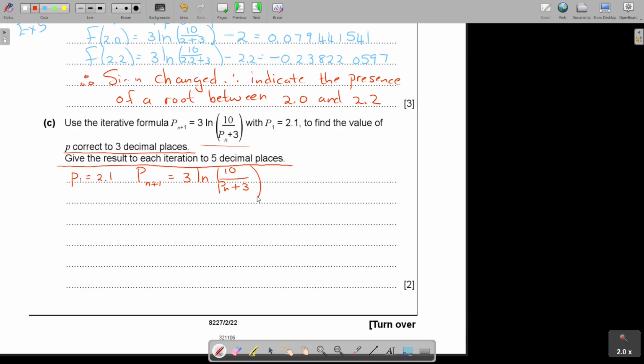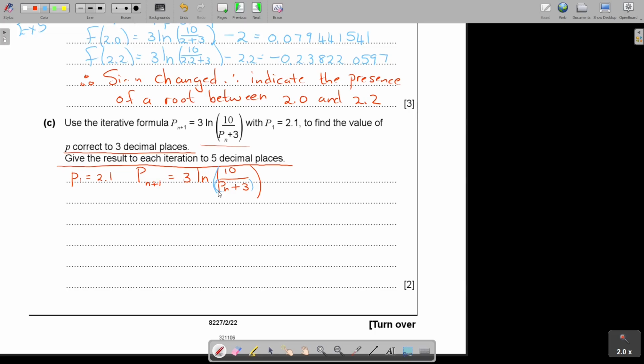So let me just start by doing the first one, and just remember this is all p's. So now I'm just going to press in my calculator 2.1 equals, and now it's in the memory, and now I start 3 ln bracket 10 divide bracket, and then answer plus 3, close the bracket, and close again the bracket, because I was putting a bracket also there. So that's why I close 2 brackets. And then I press equal.